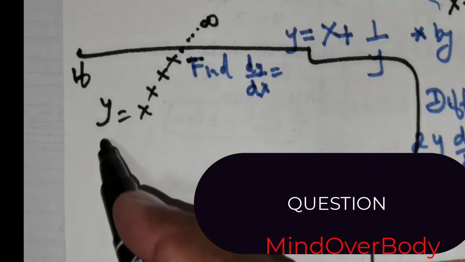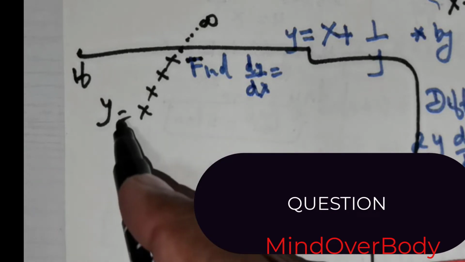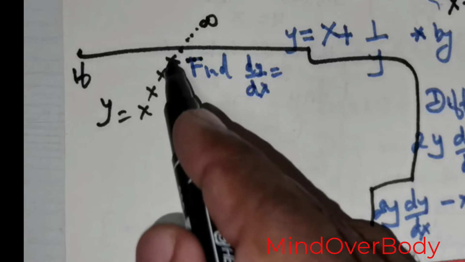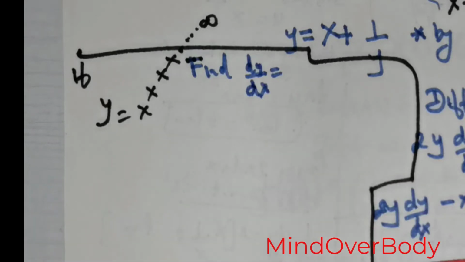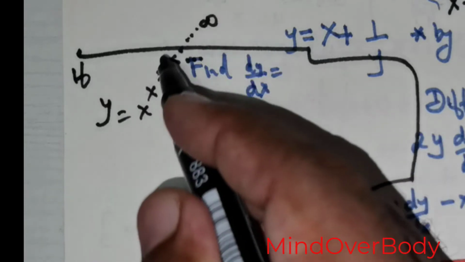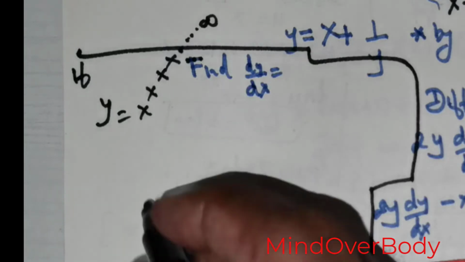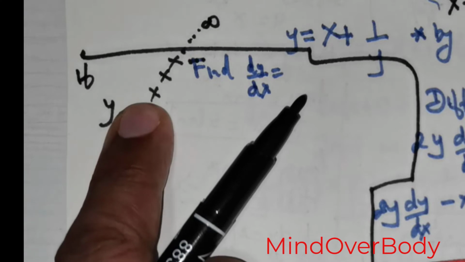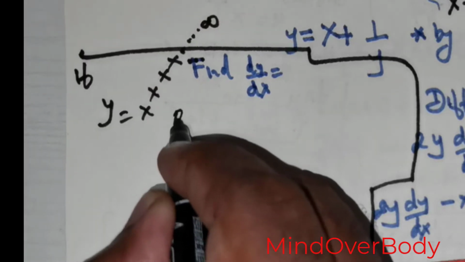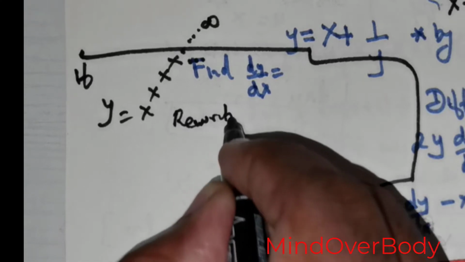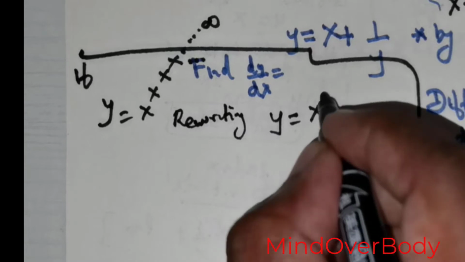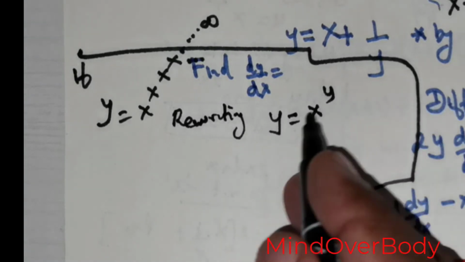Students, we are expected to find dy over dx given that y is equal to x raised to the power of x, raised to the power of x, raised to the power of x, and it goes up to infinity. So as I mentioned to you, this is a nested expression, and hence we can block this and see the y being present here. So rewriting, I would now have y equal to x raised to the power of y. So now I would differentiate both sides.